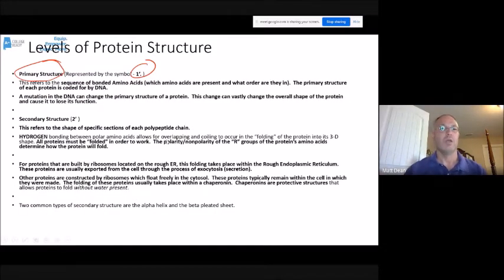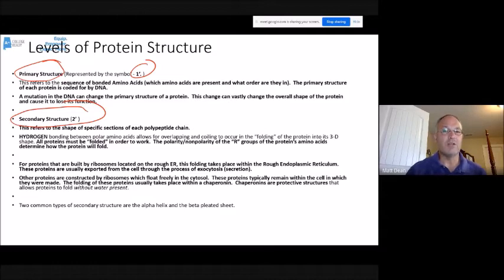A mutation in the DNA can change the primary structure of a protein. And what that can end up doing, if the wrong amino acid gets put in the wrong place, is completely change the shape and therefore the function of a protein. Let's move on to the secondary structure. This refers to the shape of specific sections of each polypeptide chain.